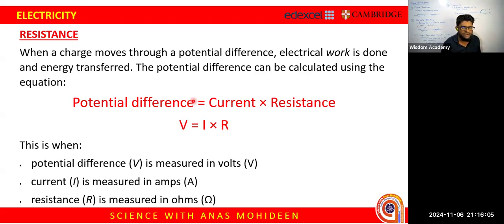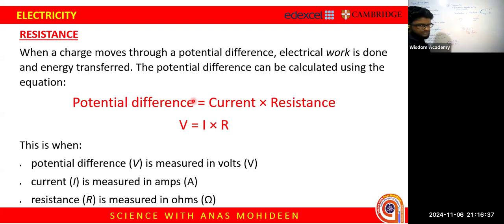Okay. And right there, V equals I into R. Right? So here you can see V equals I into R. I is measured in amperes, and R is measured in ohms.